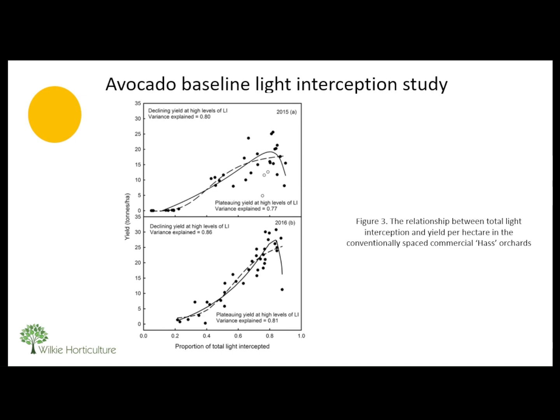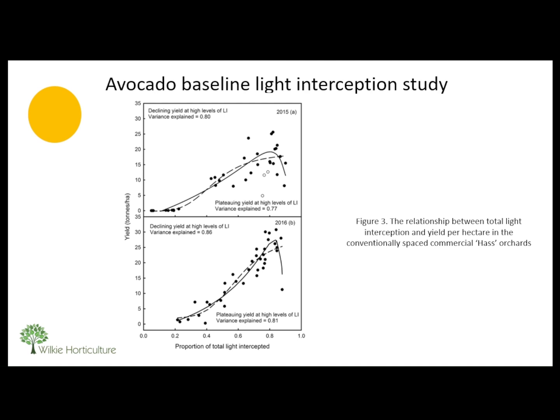Now we can look at the relationship between total light interception and yield per hectare. Again, it's as a proportion, but yeah, 1 is 100%, 0 is 0. Again, nothing surprising that as we move from low levels of total light interception and increase, our yield is increasing strongly, up to a point at around about 80% total light interception. When we're around about 80% total light interception, we're reaching our maximum yield.